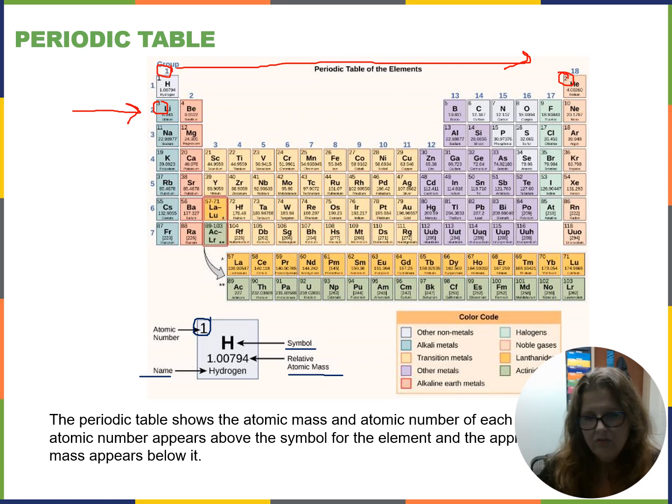And if we're going to calculate this, we're just going to look at it as a 1. So if I said, how many neutrons does hydrogen have? You would do 1 minus 1, atomic mass minus atomic number, and get 0, because 1 minus 1 is 0. I could do that with any single one of these.